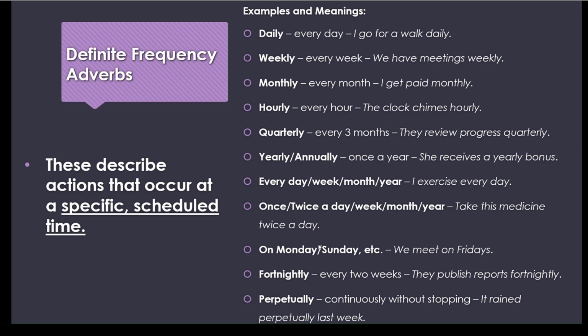On Monday, Tuesday, Wednesday, Thursday, Friday, Saturday, and Sunday. We meet on Fridays. Fortnightly means every 2 weeks. They publish reports fortnightly. Perpetually means continuously without stopping. It rained perpetually last week.